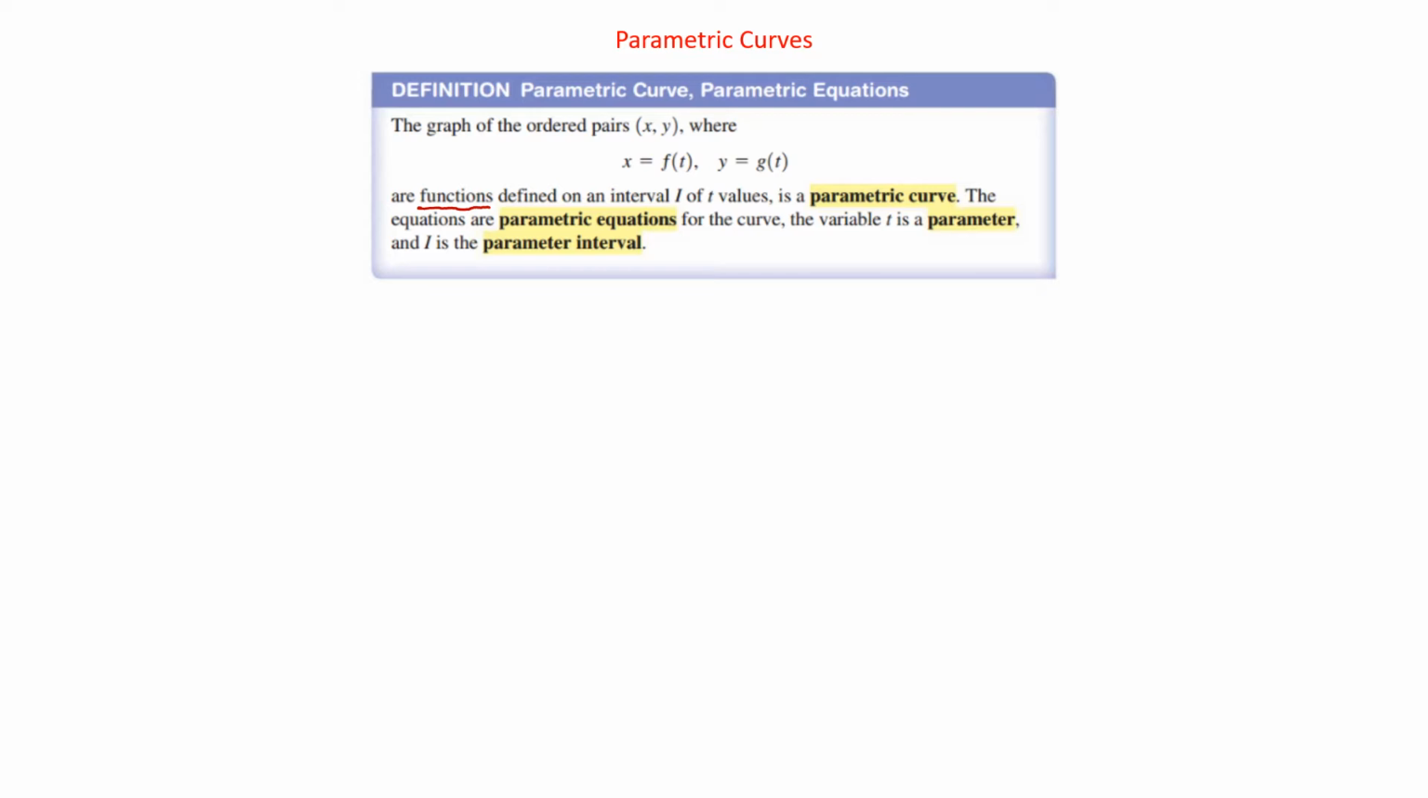In fact, that's one of the nice things about parametric equations: we can graph things that aren't in fact functions. And then the equations are the parametric equations. So it's just the graphs of the parametric equations. The variable t is a parameter, and I is the parameter interval. What t values are we looking at? And so that's what the parametric curve is. We're going to be graphing some of these.